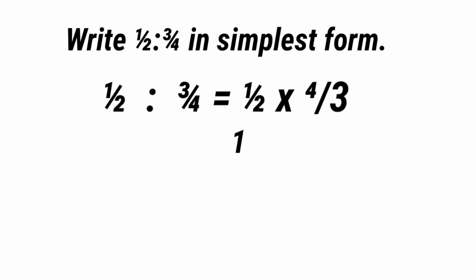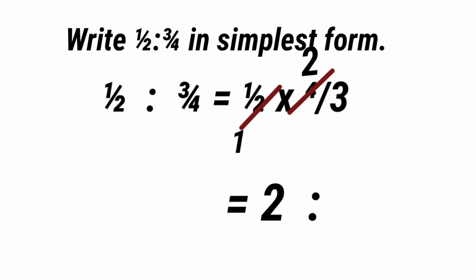2 1s are 2, 2 2s are 4. So 1 is to 6 we can have, 2 is to 3 we can have the ratio 1 into 2 and 1 into 3.